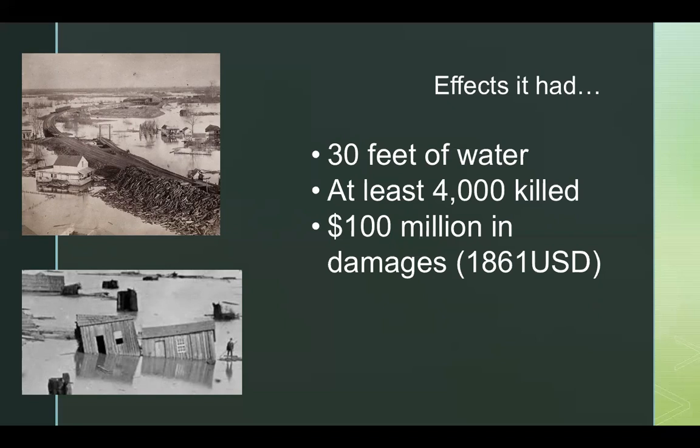Much of the state was affected, with the center of California being under approximately 30 feet of water from areas near Redding all the way down to the lower San Joaquin Valley. At least 4,000 people were killed during this 43-day period in the flood. And in 1861 US dollars, this was $100 million in damages, which would be the equivalent of $3.1 billion in today's money.